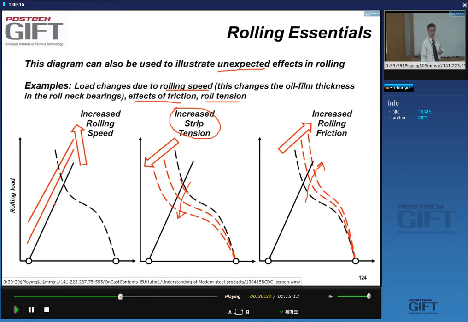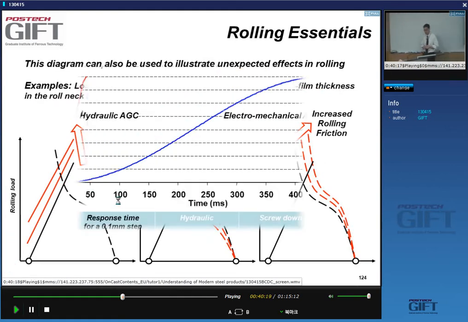When you increase the rolling speed, this has a very strange effect. It changes the oil film thickness in the bearings. It actually increases it. And as a consequence, this reduces the roll gap, right? And so changes in rolling speeds decrease the roll gap, and as a consequence, you get, of course, an increase in rolling load, but also a decrease in the thickness of your strip, okay? We'll talk more about this when we talk about lubrication in general and all kinds of instabilities that can happen during rolling.